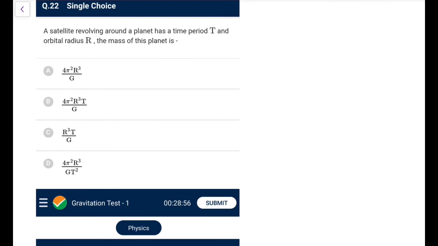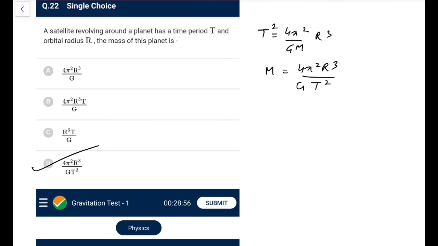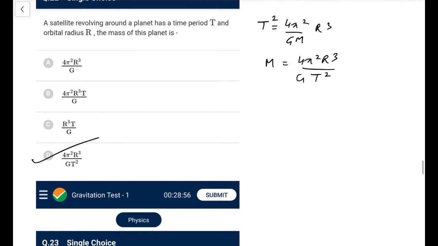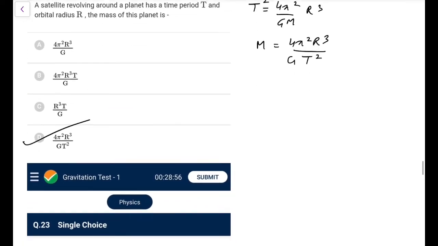Next, a satellite revolves around a planet with time period T and orbital radius r. The mass of this planet is, okay, you always remember this particular thing: as per this, T² is 4π²r³/GM. You remember all these things. So the mass, and this mass is the mass of the planet, is 4π²r³ by GT². So going by this, only option D is appropriate. I think by dimensions also this will be the only one coming.